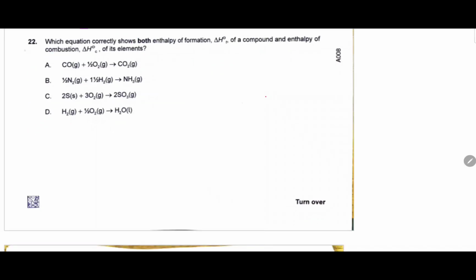Next question is question 22. It says: which equation correctly shows both enthalpy of formation, delta H_f degree, of a compound, and enthalpy of combustion of its element. We have to find the equation which shows both. If I talk about part A, in this carbon monoxide reacts with oxygen, it is enthalpy of combustion but not of its element, and it's also not enthalpy of formation. Why? Because carbon monoxide is a compound, not an element. So answer A is wrong.